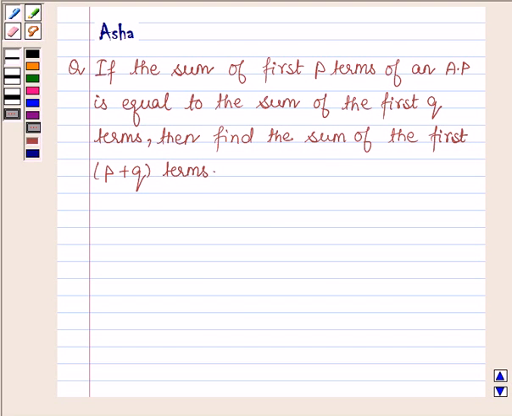Welcome to the session. I am Asha and I shall be helping you with the following question, which says, if the sum of first p terms of an AP is equal to the sum of first q terms, then find the sum of first p plus q terms. Let us now start with the solution.